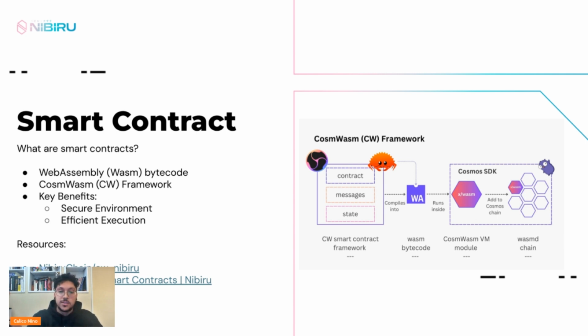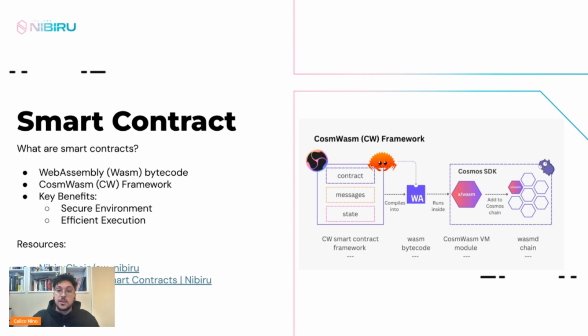CosmWasm smart contracts are written in Rust, which is a systems programming language, and compiled straight into WASM bytecode. Once deployed, these smart contracts can be interacted with by users through transactions which trigger the execution of specific functions within the contract, which are known as entry points. We'll talk about those later in the demo. These entry points can update the contract state, perform computations, and even emit events. So CosmWasm contracts are compiled to WebAssembly, and then right after they are run on the CosmWasm virtual machine, and that's when they get added to the chain.